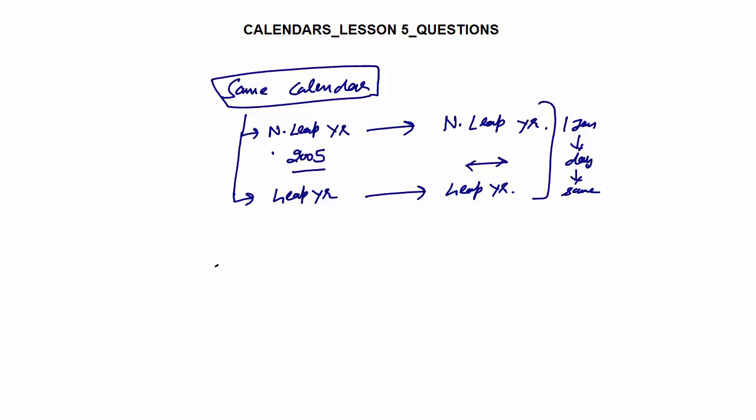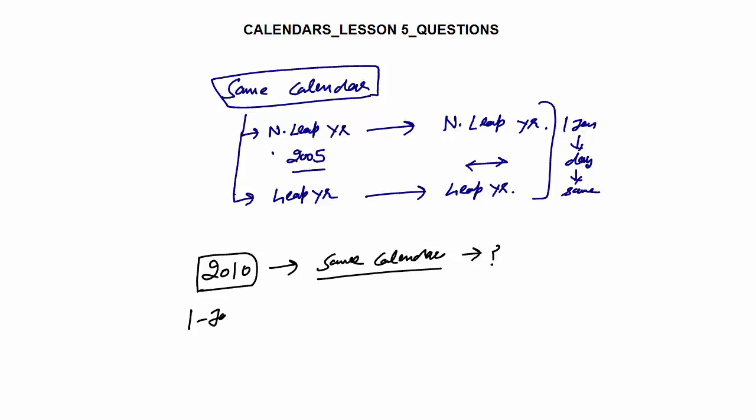As simple as this. Now the 2010 calendar, same calendar in which year? The question is which year after 2010, the nearest year, will have the same calendar as 2010. We need to calculate the same calendar as 2010. Now what I will do, I will simply assume any day. Let's say 1st January 2010 was Friday. Now this is a non-leap year. Any non-leap year with 1st January as Friday will have the same calendar as 2010.